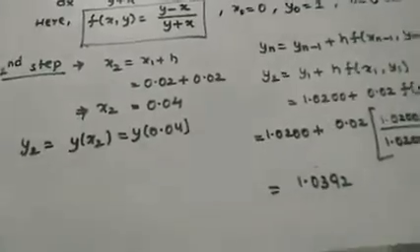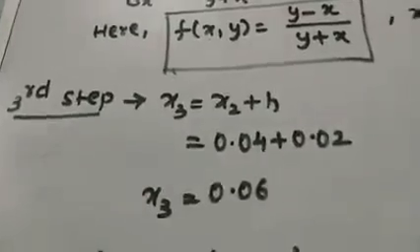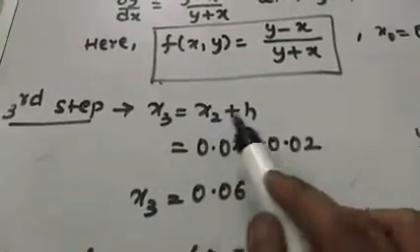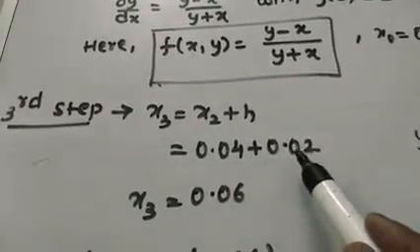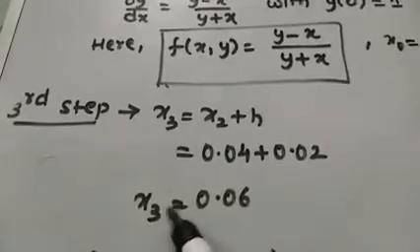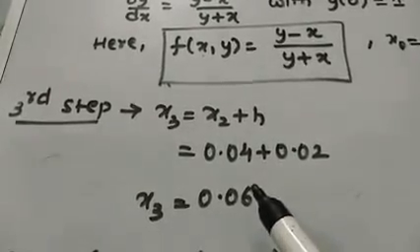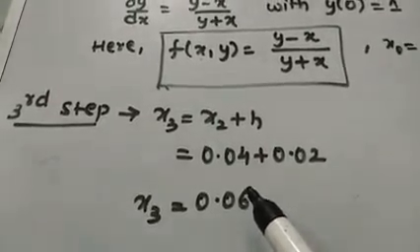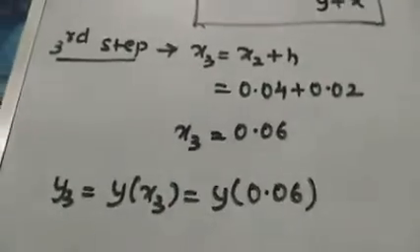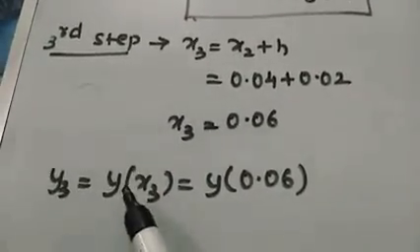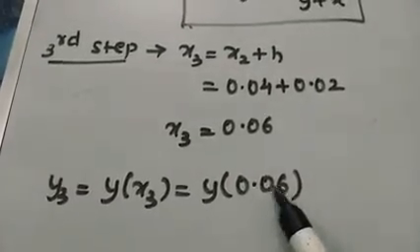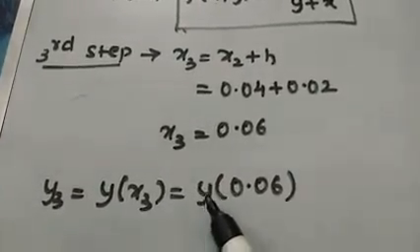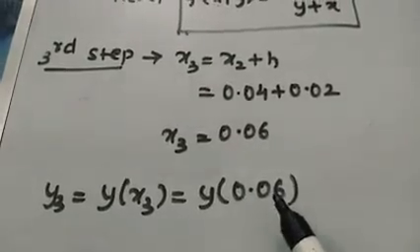So now next, step 3. Step 3, x3 equals x2 plus h. x2 we get 0.04 and h as 0.02. So by that x3 we get 0.06. Now we have to find y3 at the point x3, that is y of x3, and x3 means y of 0.06. So in the third step we are going to find y of 0.06.